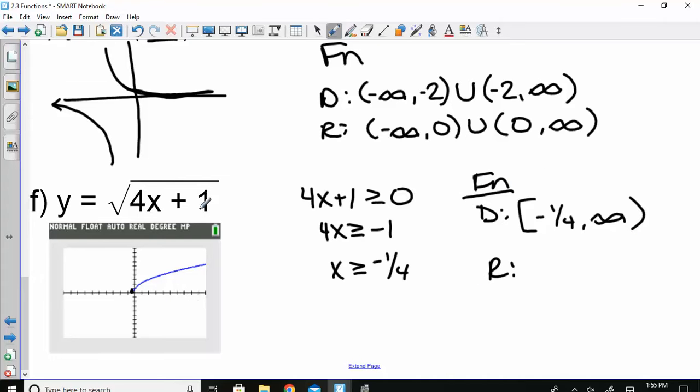Range, again, it's kind of hard to tell. If you plug in a -1/4, what do you get out? So 4 times -1/4 would be -1, plus 1, square root of 0, 0. This graph starts at, the y value starts at 0 and goes up forever. Again, you might have to zoom in a little bit if you were trying to tell that exactly from the graph, but we will be practicing this a lot more.